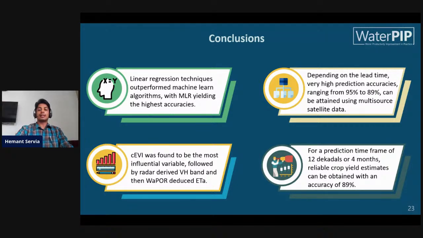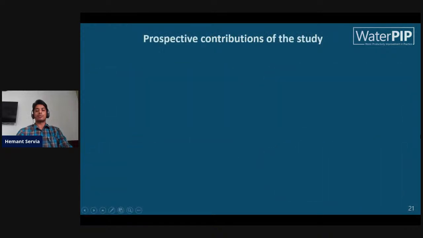Overall, this study contributes in conceptualizing and developing an operational framework to iteratively develop empirical yield prediction models per field, instead of usually being done at a regional or a national level. This can be of very high practical significance to the farmers as well as to the policymakers.